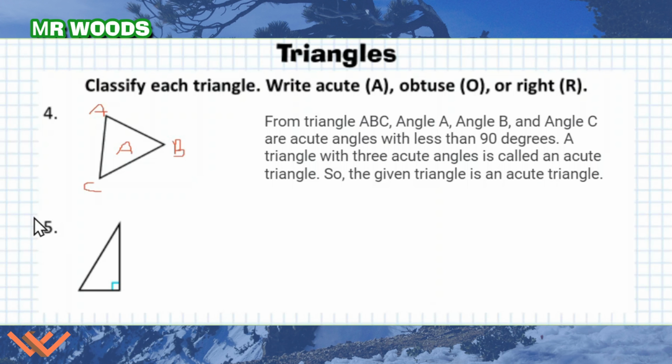Triangle number 5 here. So we have this triangle. Oh, here we go. What does this symbol mean? That's going to help you classify this triangle. If you said it's a right triangle, you are correct. So I have that right triangle.